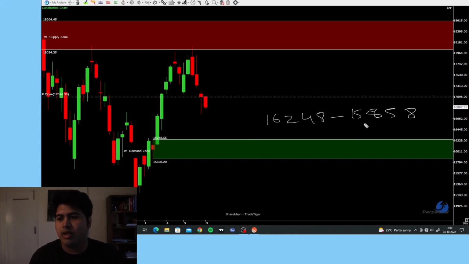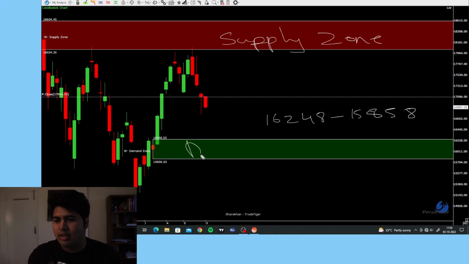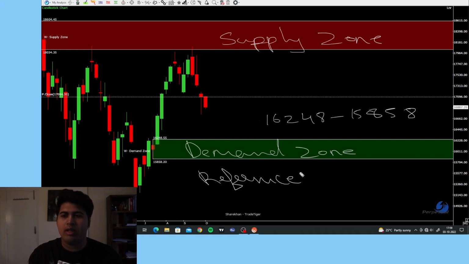So what we'll do is we'll use this supply level, rather the supply zone, and this demand zone as reference points, right? And we'll go to a lower time frame and keep going lower and lower to refine those levels, and we'll see what kind of other levels are formed and which can be traded as well.